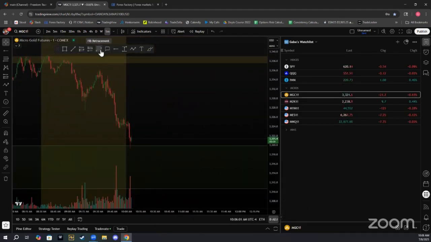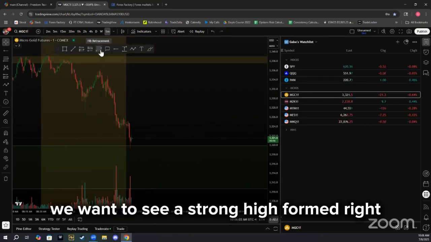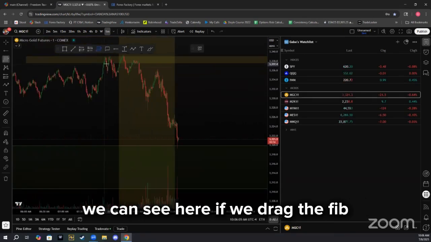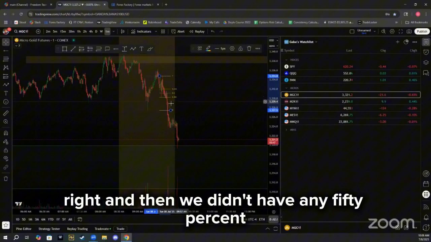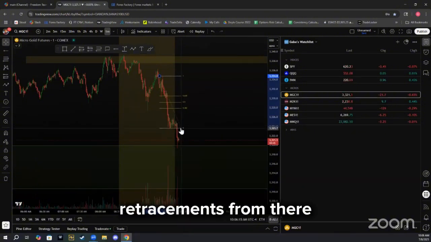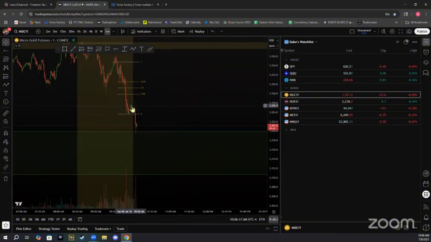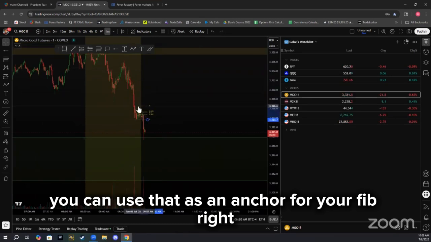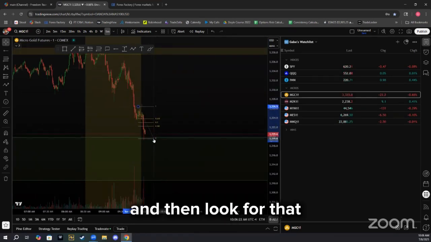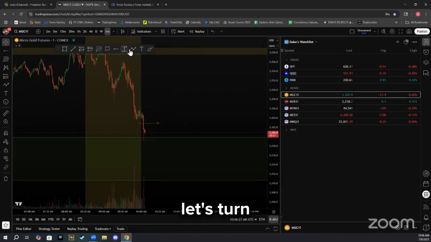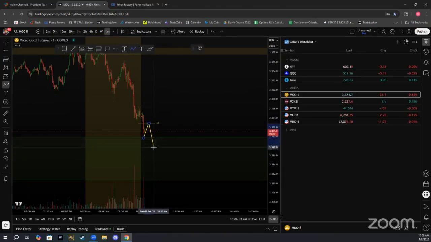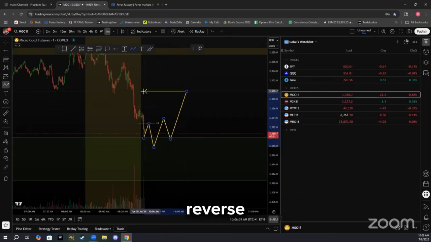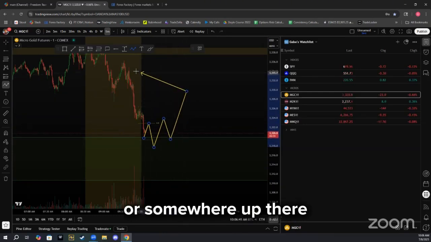Same thing here. We want to see a strong high formed, right? You can see here if we drag the fib, our last strong high was pretty much up in this area, and then we didn't have any 50% retracements from there. When price bases like this, you can use that as an anchor for your fib, and then look for that 50% retrace. All right, let's turn off the other one. So boom, something like, make a new low, then take out that high, and then look to reverse, probably back to this supply or somewhere up there.